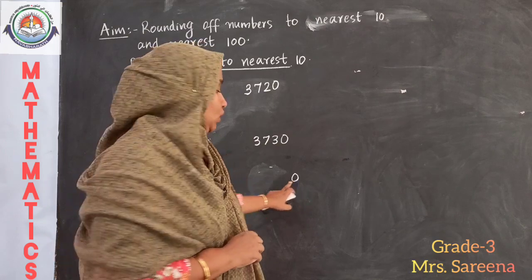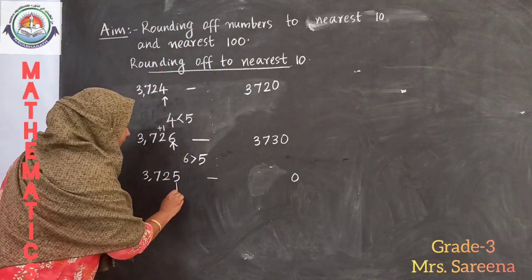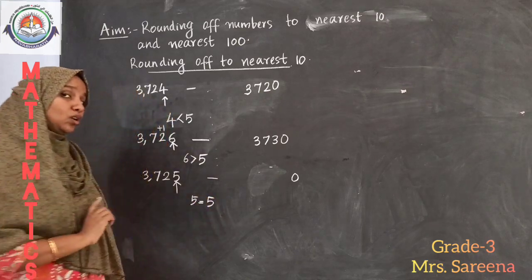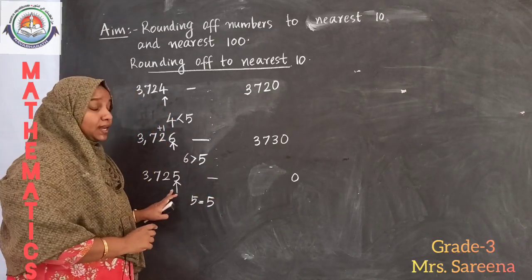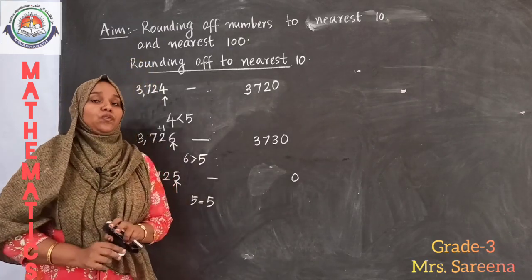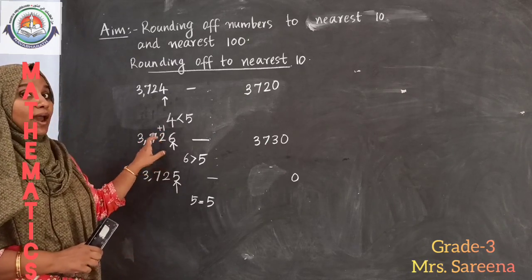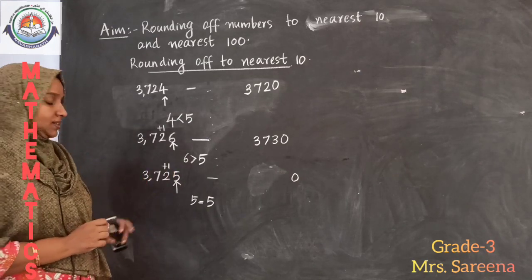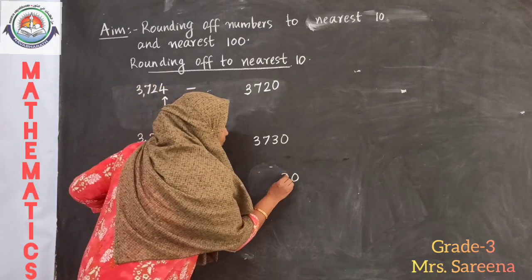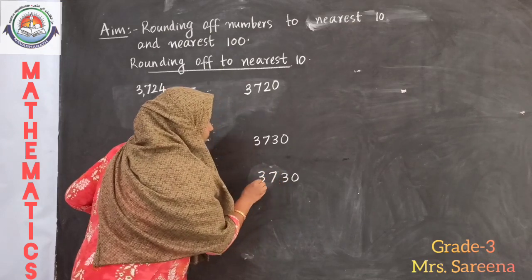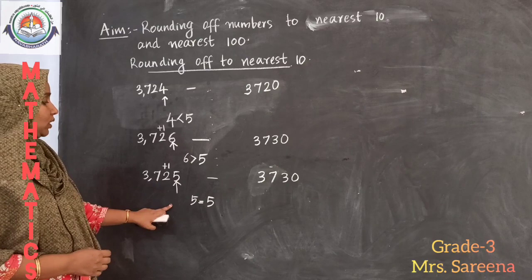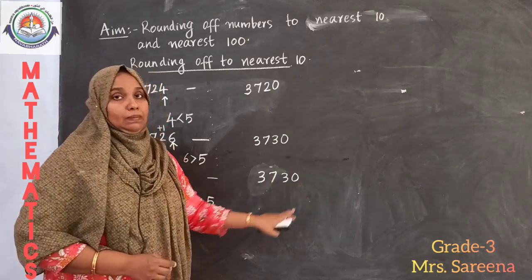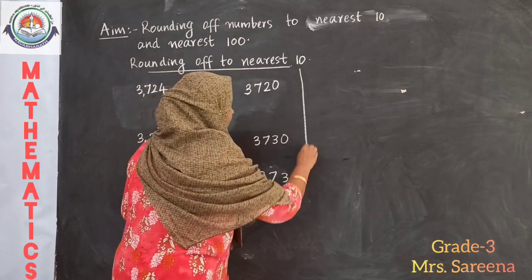Then what is the next step? You check the number at the ones place. What is that? 5. We know that 5 is equal to 5, not greater than or less than. If the number at the ones place is equal to 5 or greater than 5, we should add 1 to the number at the tens place. So this becomes 3, and the numbers at the hundreds place and thousands place remain the same. After rounding off 3725, we get 3730.